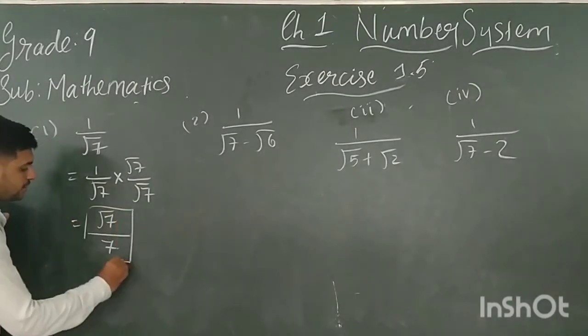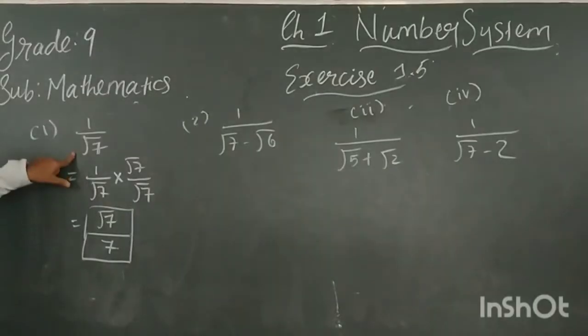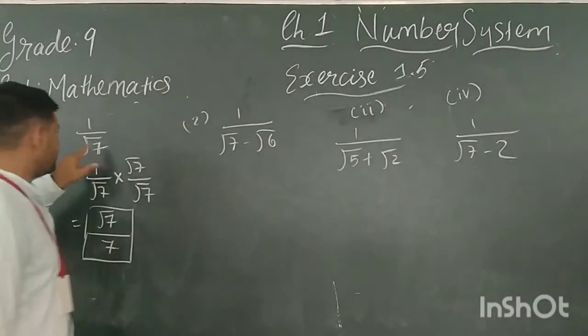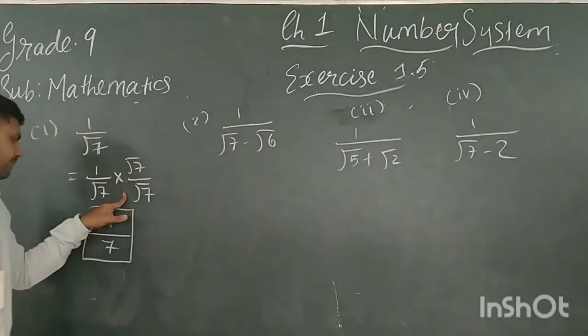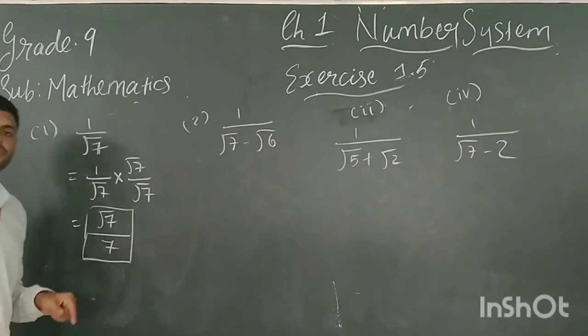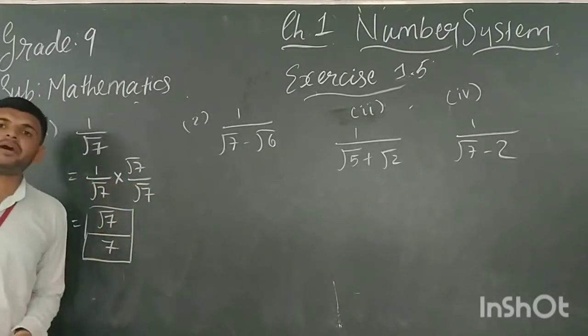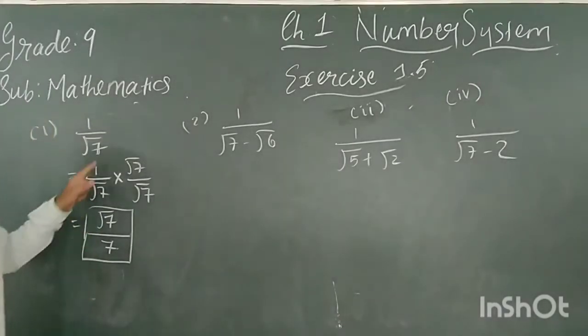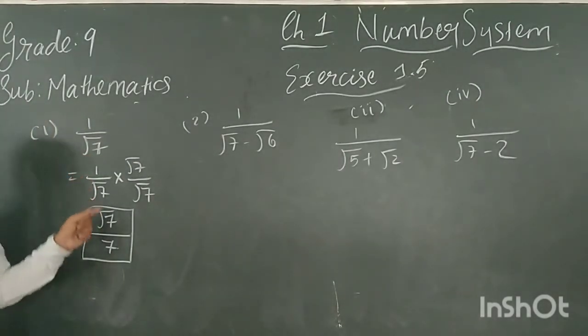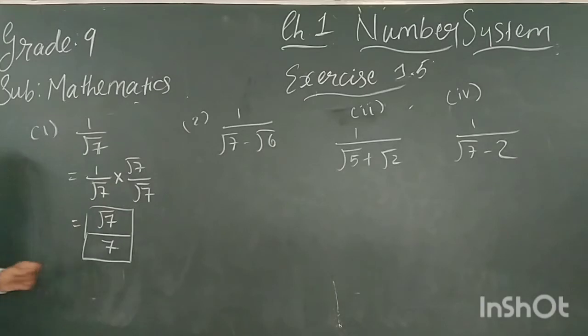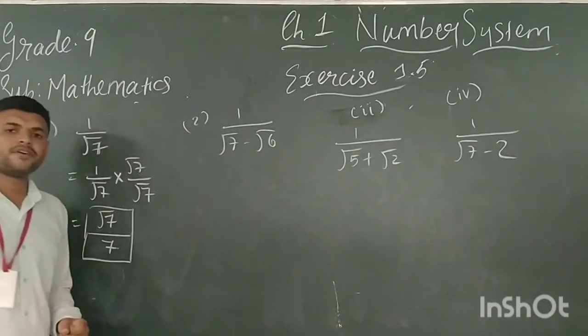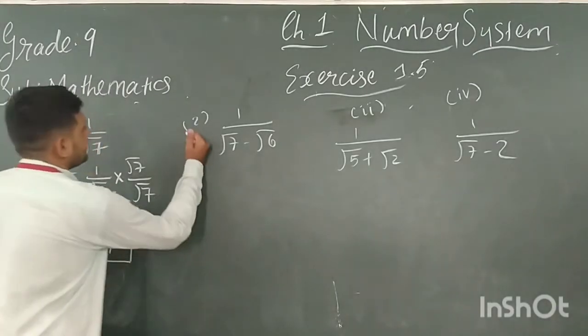This is your answer. I repeat it again. See the denominator, multiply it with numerator and denominator. Now in the numerator, there is 1 multiplied by root 7 and root 7 multiplied by root 7. So 1 into root 7 gives root 7 and root 7 into root 7 gives 7. So that was our first answer. We move towards the second one.